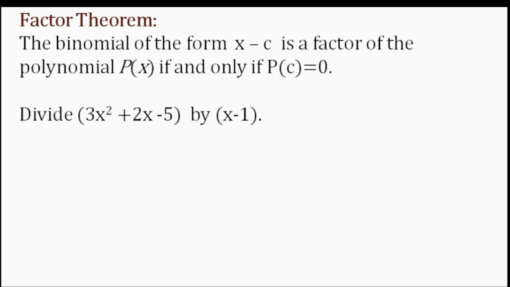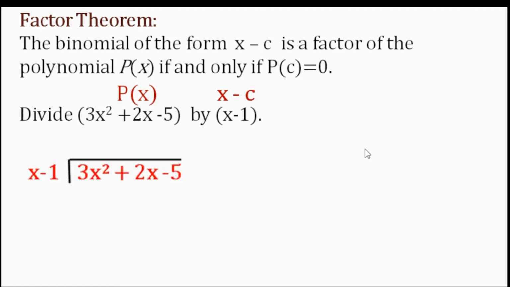Before we prove this theorem, we will first recall dividing a polynomial p of x by a binomial of the form x minus c. Specifically, we will be dividing 3x squared plus 2x minus 5 by a binomial of the form x minus c, which is x minus 1. So this is how we set it up: 3x squared plus 2x minus 5 on the inside and x minus 1 on the outside.